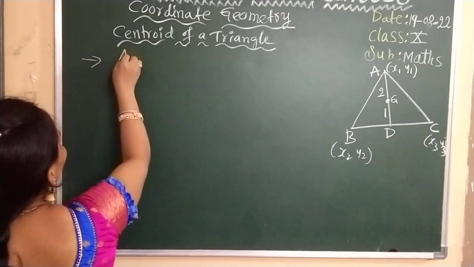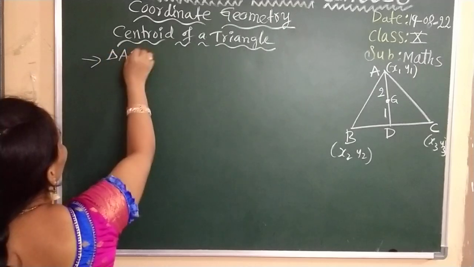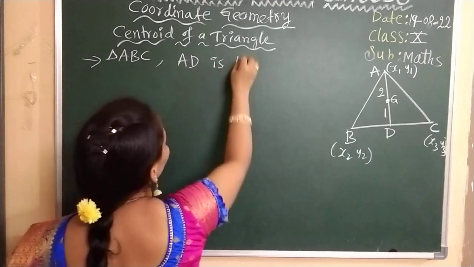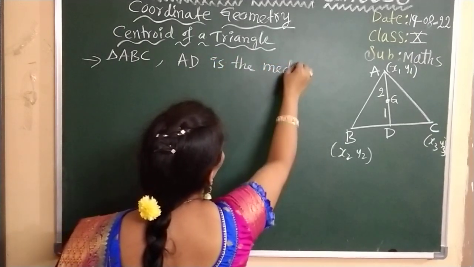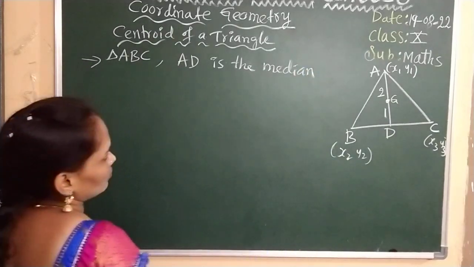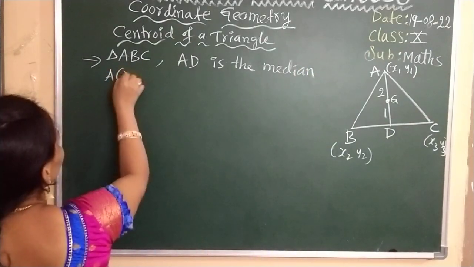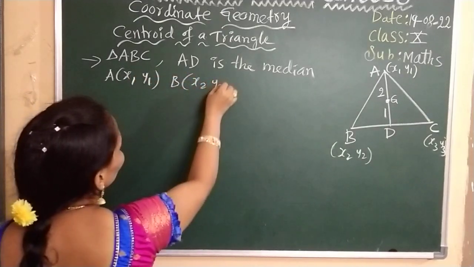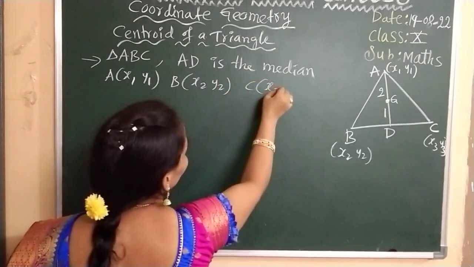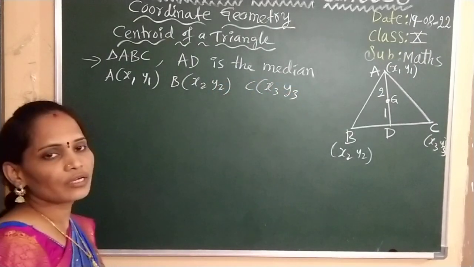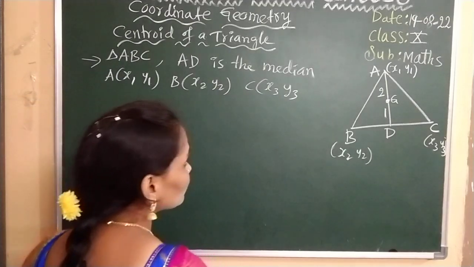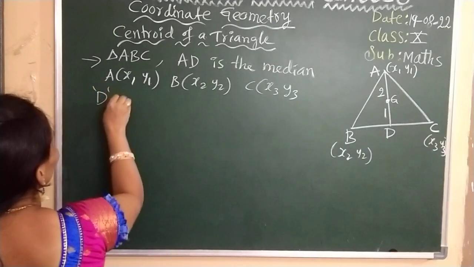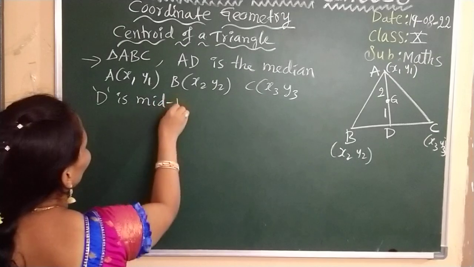ABC is a triangle. AD is the median of the triangle. Take the coordinates: A is (x1, y1), B is (x2, y2), C is (x3, y3). Now we want to find the coordinates of D. AD is the median, which means D is the midpoint of BC.